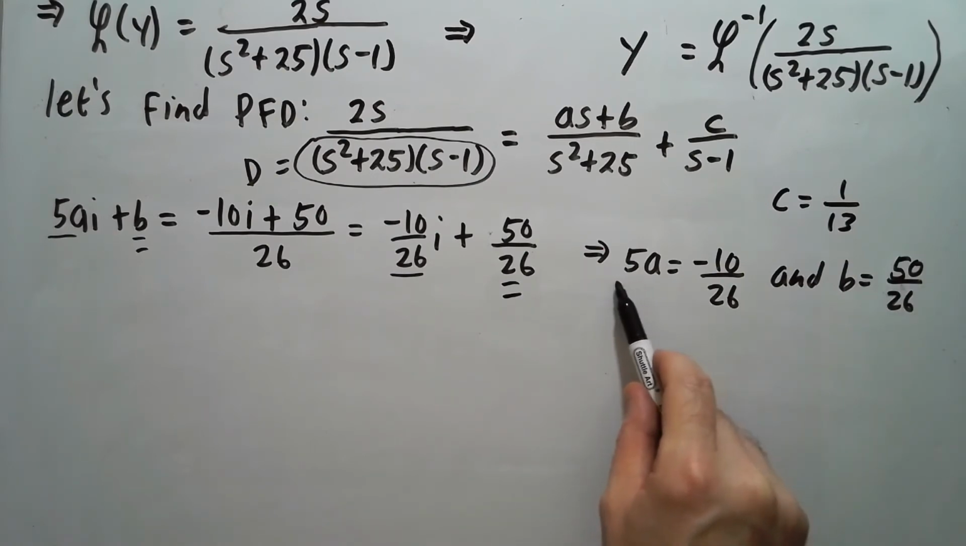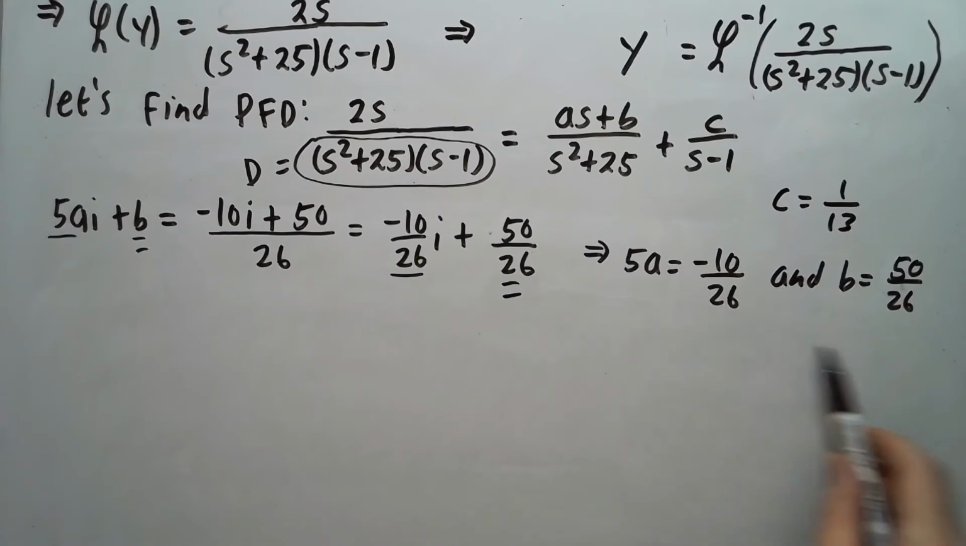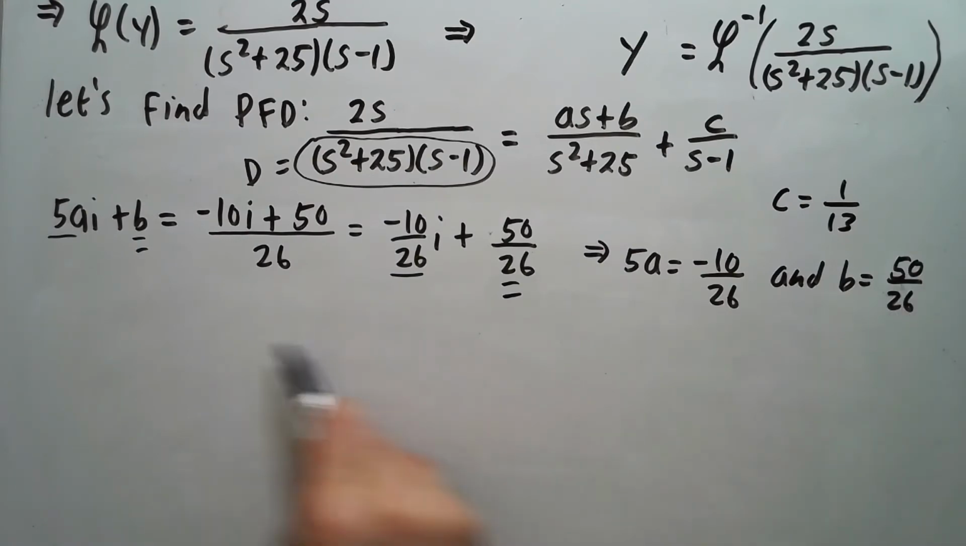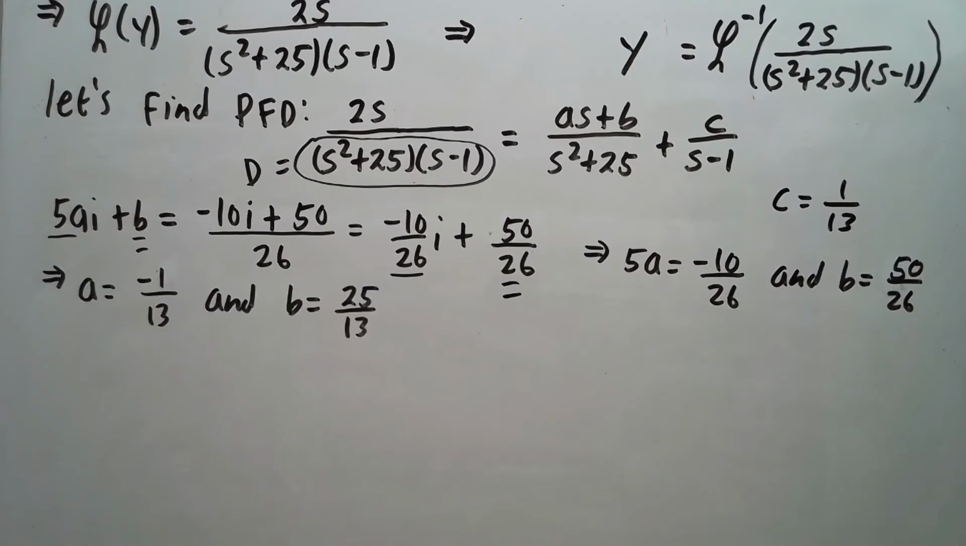Think of multiplying both sides by 1/5 here, and we can simplify this a bit, reduce it. So we should get the following. You can check when you solve these and reduce them, you get a is negative 1 over 13, b is 25 over 13. So let's rewrite this now, making these substitutions.